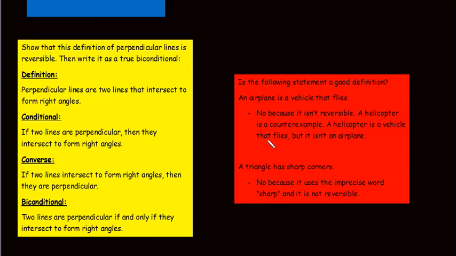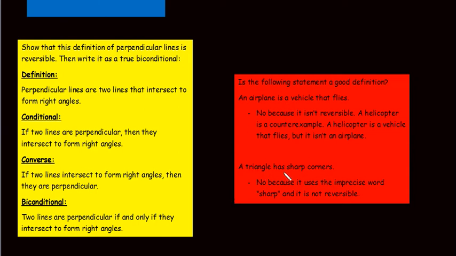Now over here in red, I asked, is the following statement a good definition? An airplane is a vehicle that flies. No, it's not a reversible definition. We can't do a converse and have it make sense, because a vehicle that flies is not just an airplane. A helicopter is a counterexample. A helicopter is a vehicle that flies, but it isn't an airplane. So that would not be a good definition of an airplane.